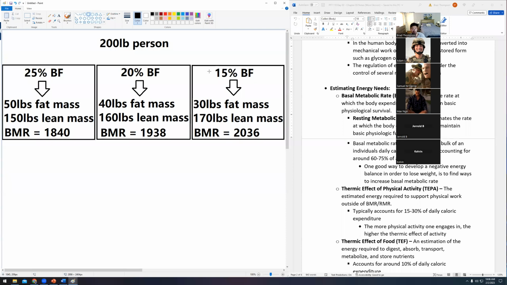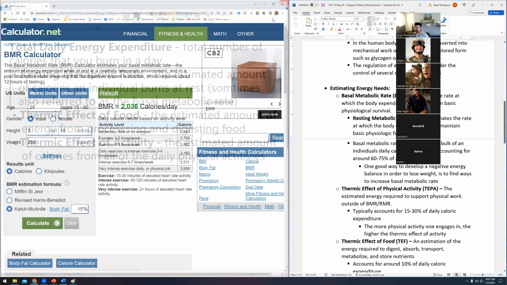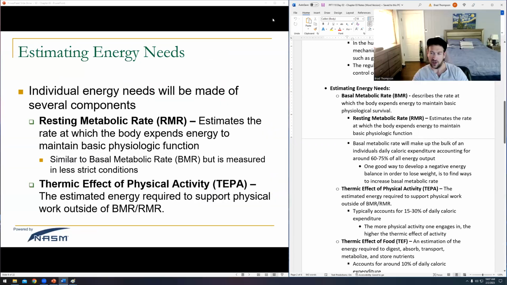And then that gets multiplied by even more the more active they are. So that's a pretty substantial difference, right? All by gaining 20 pounds of muscle. So again, that's why we like putting on muscle mass. That's why it should be a large part of the equation here, right?